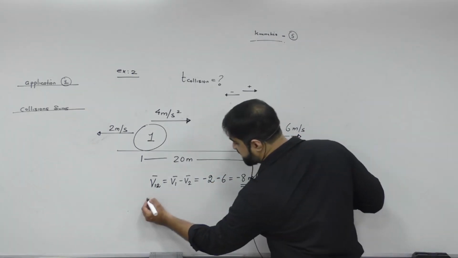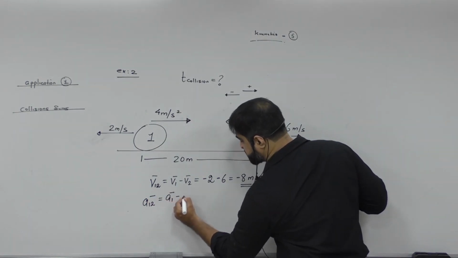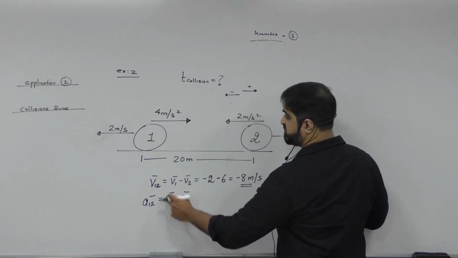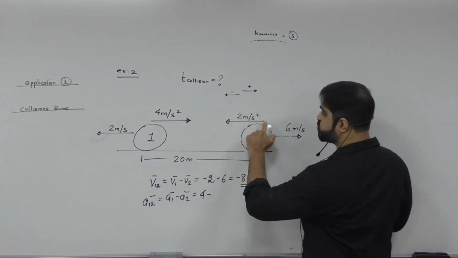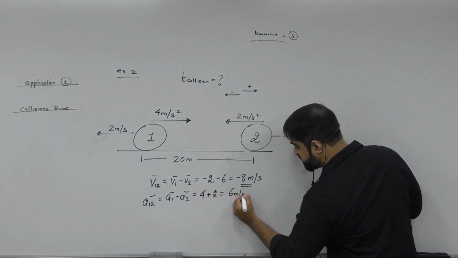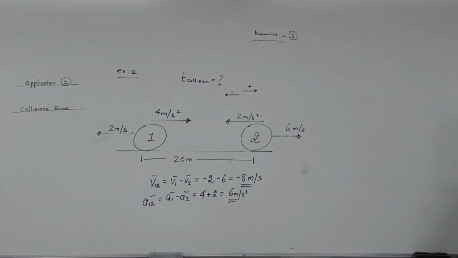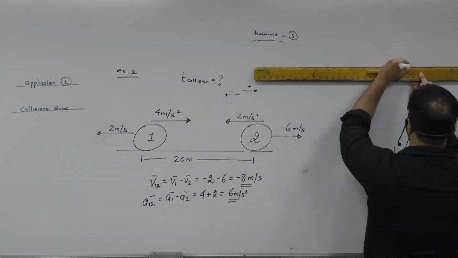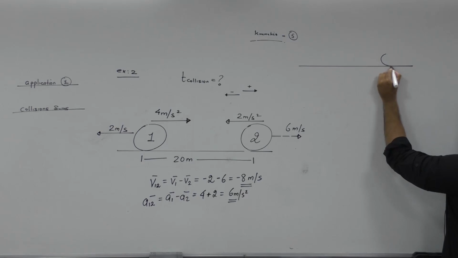Can anyone tell me what is the acceleration of 1 with respect to 2? It will be A1 bar minus A2 bar. A1 bar is plus 4, minus A2. A2 is minus 2. It will become what? 6 meter per second square. Now the new diagram. Pay attention now. Right now we are stopping whom? 2 is at rest.